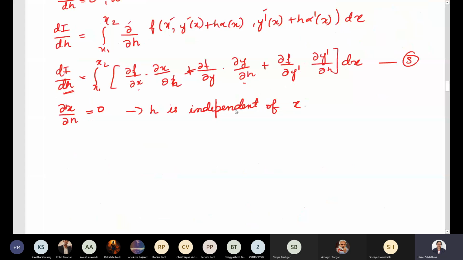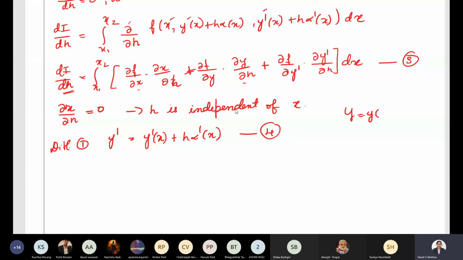Now if you differentiate that y, what is y? y of x plus h times alpha x. Now if you differentiate this y with respect to h, what are you going to get? The first term will become 0 because we are differentiating with respect to h. So what do we get? Only alpha x, because differentiation of h will be 1. So ∂y/∂h will be alpha x.